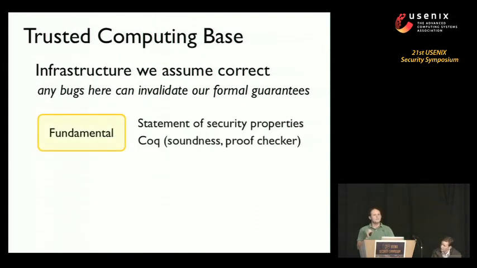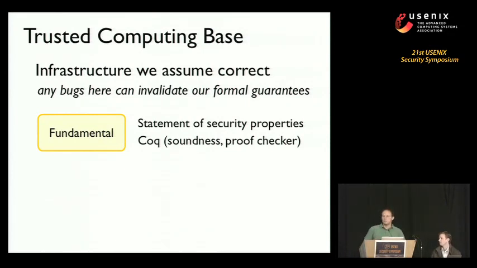And that includes the statement of our security properties. So we assume that when we say something like tab isolation, and we state it formally, we've correctly captured our intuition. It also includes the logic, in our case, the calculus of inductive constructions used by Coq. So we assume soundness for the calculus of inductive constructions. And we further assume that the small, simple proof checker to check proof terms in that logic is correct.